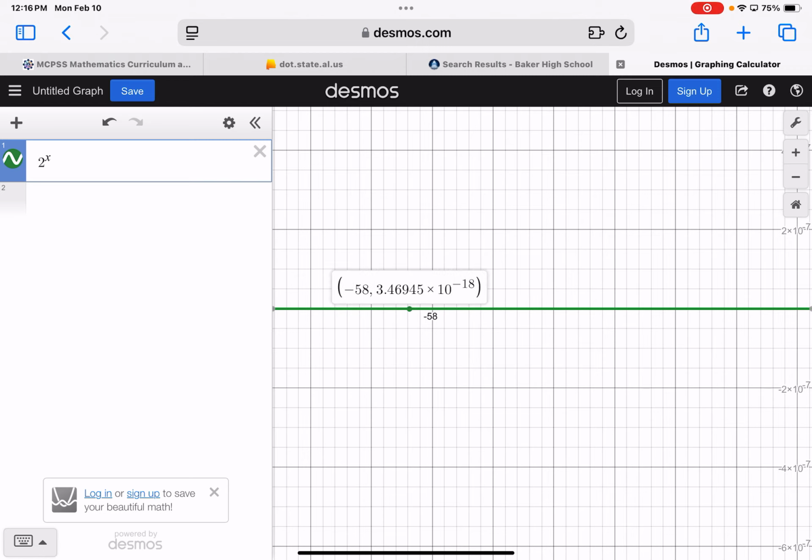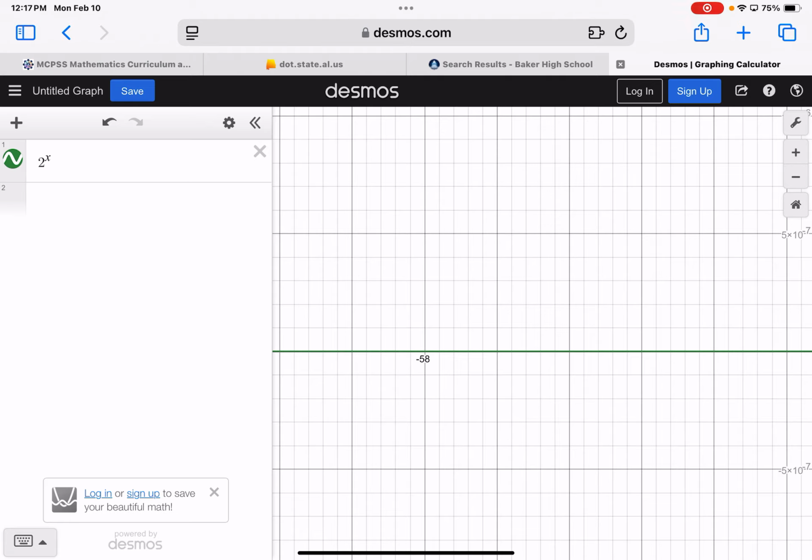Oh, wow. Will Desmos not zoom anymore? No. But if we look at that, when it says times 10 to the negative 18, that's going to be 0.0000000000000003. How small of a number is that? It's like kind of ridiculously small, right? And so that's why we say it can get really, really close to 0, but it can't touch it because it's gonna keep getting closer and closer and closer.